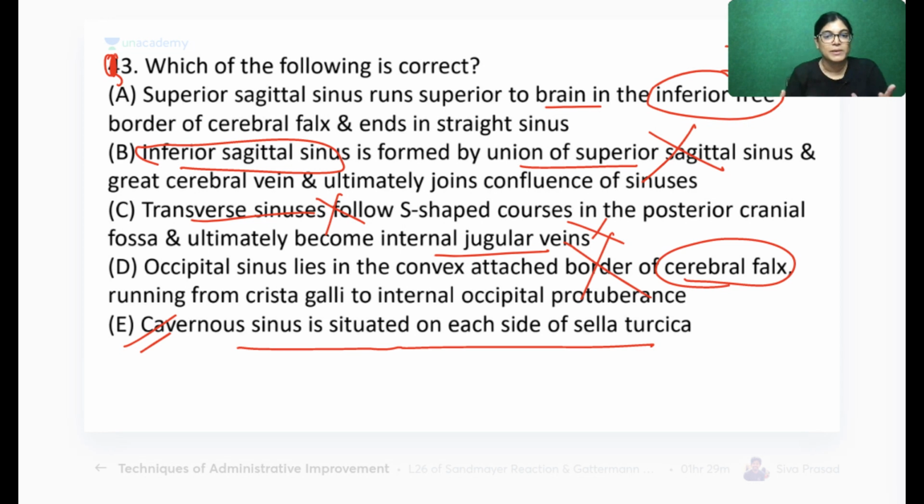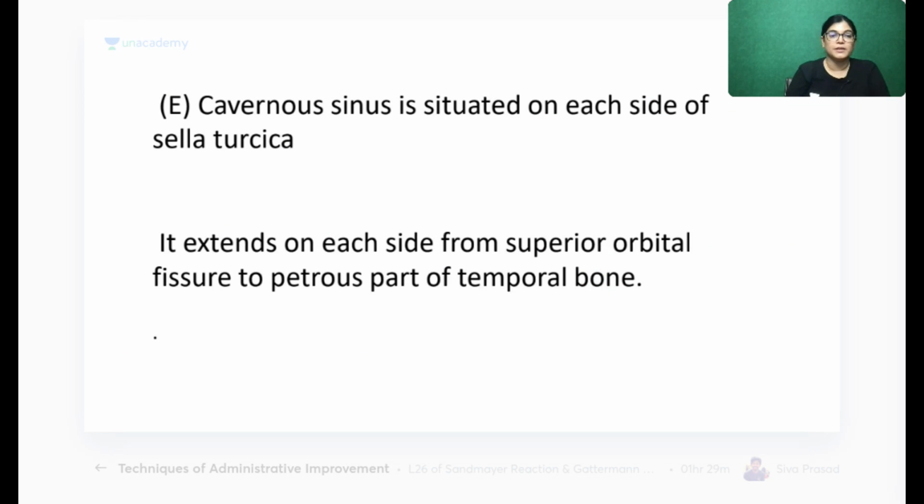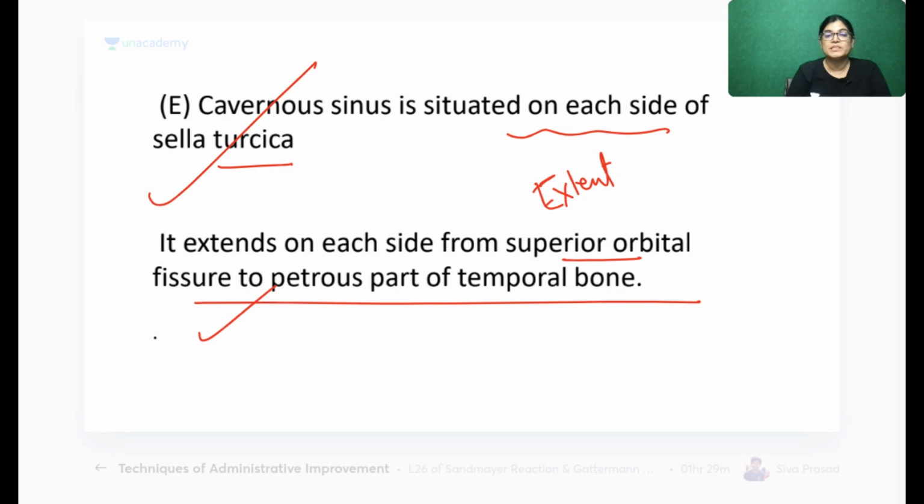And don't worry, there will be classes on meninges too. So if you are confused with this option, again there will be a session on meninges in brief, and then again I will tell you the topic of meninges. So here the correct option is E, that is cavernous sinus is situated on either side of sella turcica, and as I told you, the extent of the cavernous sinus is from the superior orbital fissure to the petrous part of the temporal bone.